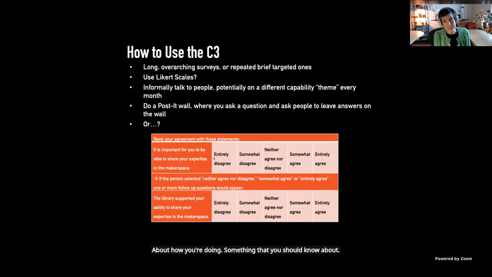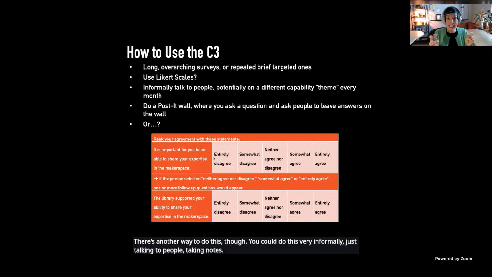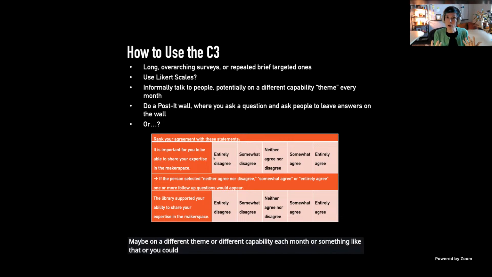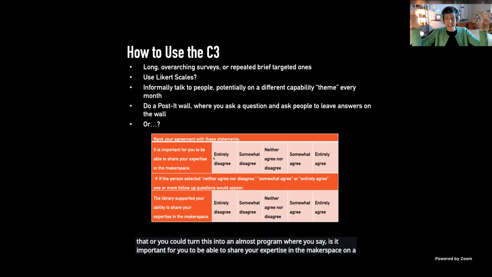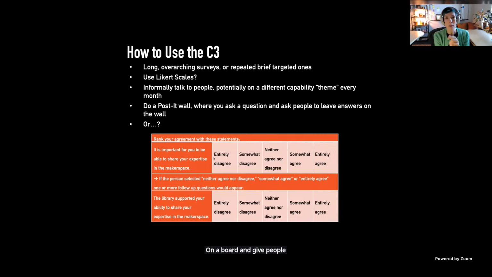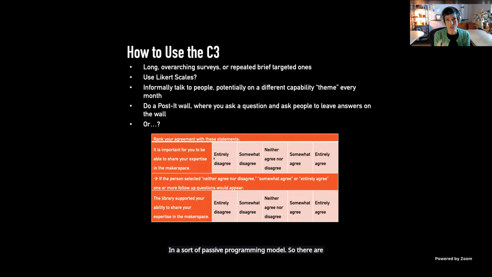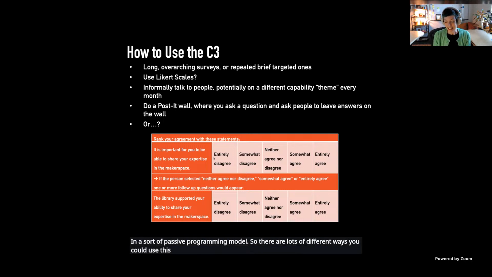There's another way to do this, though. You could do this very informally, just talking to people, taking notes, maybe on a different theme or different capability each month or something like that. Or you could turn this into an almost program where you say, is it important for you to be able to share your expertise in the makerspace on a board, and give people post-it notes to answer both the question, but also to talk to each other across time and space in a sort of passive programming model. So there are lots of different ways you could use this list of questions, and any of the ways will hopefully be useful for you.